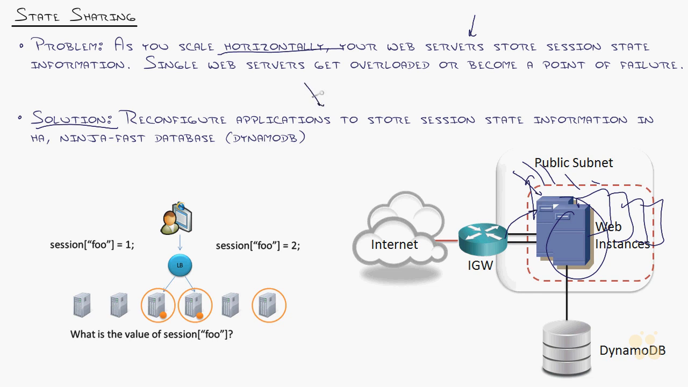Reconfigure your applications to store the session state information in a highly available ninja fast database. That's the whole idea of DynamoDB. That thing is ninja fast. It's actually a NoSQL database available from Amazon Web Services. So instead of storing the state information right on the web instance itself, you store it with this high-speed Dynamo database, so you don't see any impact from the user perspective.